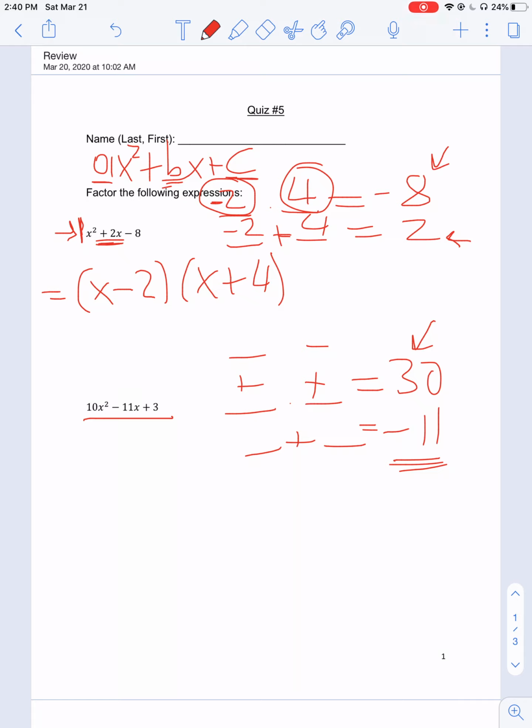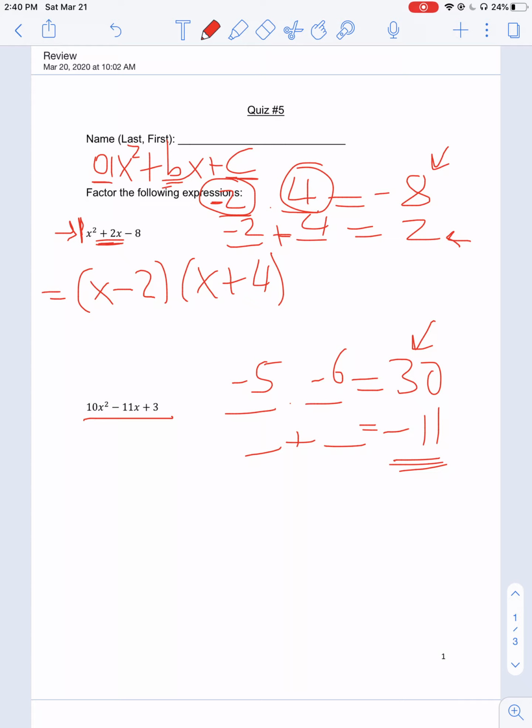Okay, so -1 and -30 will not work. Then you try -2 and -15. That wouldn't work either. -3 and -10 doesn't give you -11, -13. That's close. 4 doesn't divide 30. 5 does. So let's try -5 and 6. And I think that would work. Okay, so that's one way of figuring out the combination.